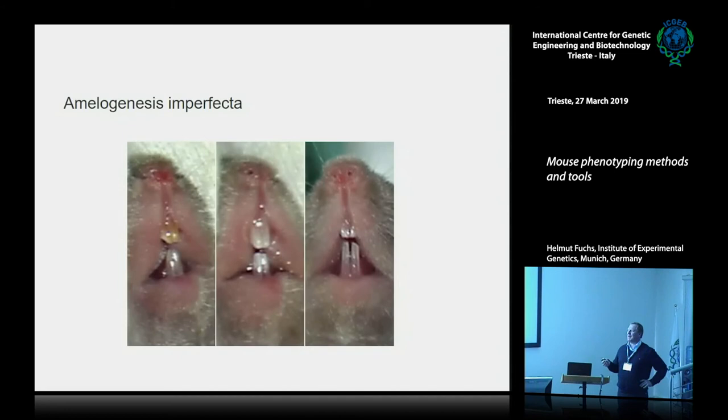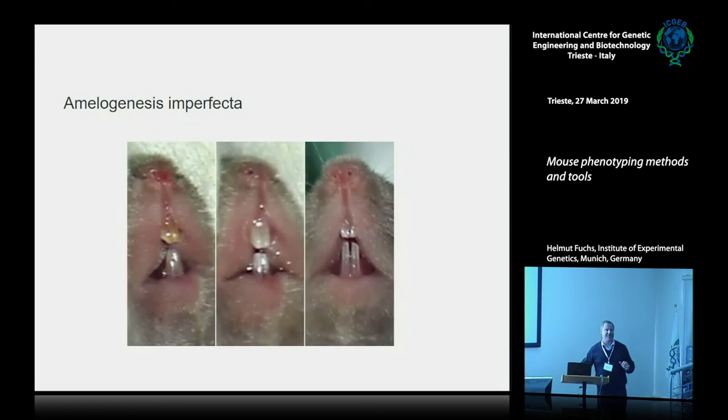So whenever you have a mouse in your hands, open up the mouth and have a look at the teeth. The upper incisors are always red, because this is some accumulation of iron right here. So that's a kind of resource of iron right there. And you can see right here, these are the heterozygous mice. They are white, and they have a problem in the ameloblasts that produce the enamel. And right here, you can see in the homozygous animals, it's completely lost, which is not a problem for the mice, because the teeth still grow. But in humans, if you have patients with osteogenesis imperfecta, at the age of 30 years, they have completely lost their teeth.